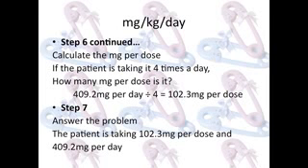Step 6 continued. Calculate the milligram per dose. If the patient is taking it 4 times a day, how many milligrams per dose is it? You have the total amount of milligrams per day, which is 409.2 milligrams, and you divide it by how many times the patient is taking it in a day. So in this case, you're dividing 409.2 by 4, which is equal to 102.3, and this gives you the milligrams per dose. Step 7. Answer the problem. The patient is taking 102.3 milligrams per dose and 409.2 milligrams per day.